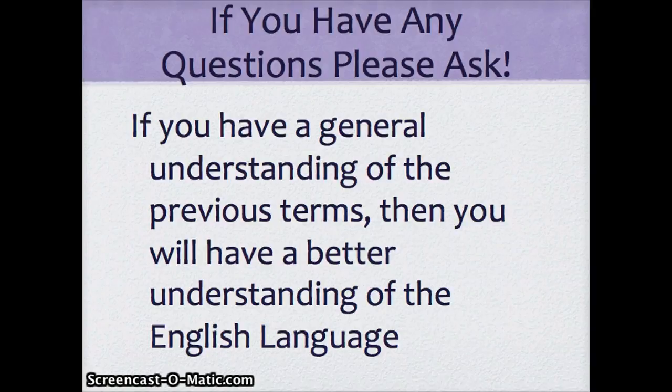I will be happy to answer them for you. If you're a little confused about all of the terms that we have just went over, don't worry because I will be explaining them again several times throughout the year. If you have a general knowledge of the previous lesson, then you will have a better understanding of the English language.